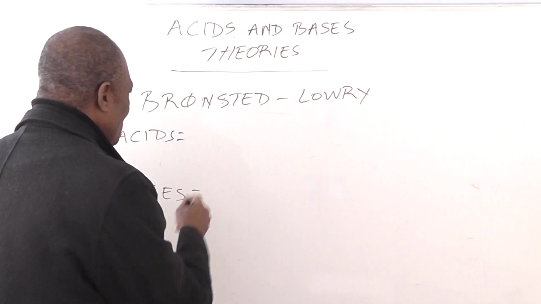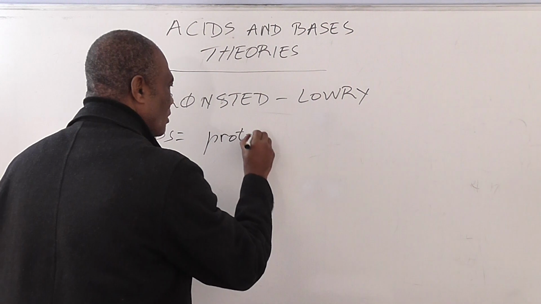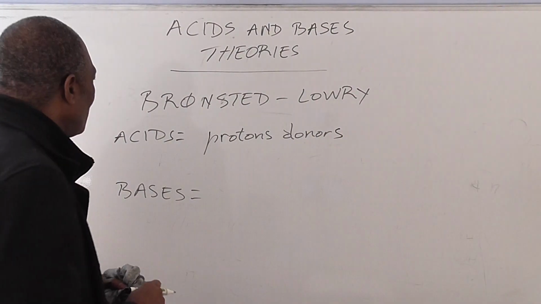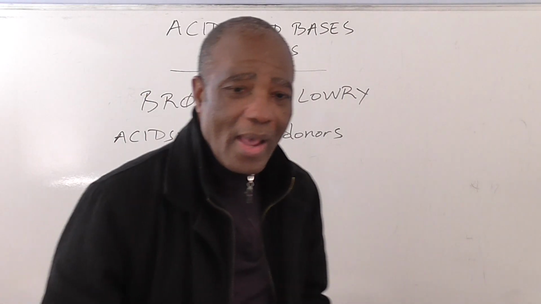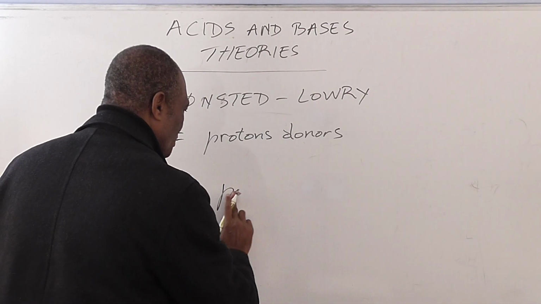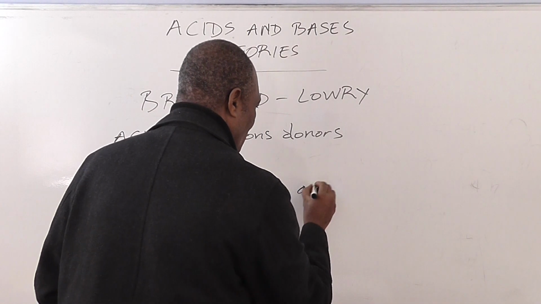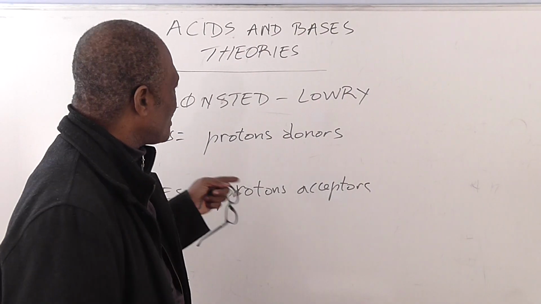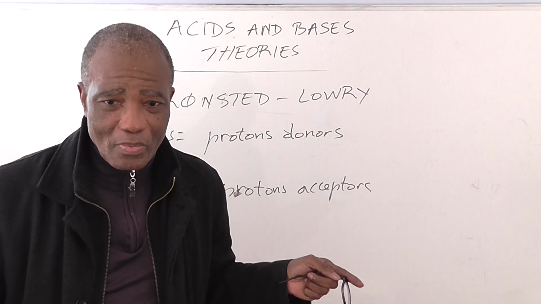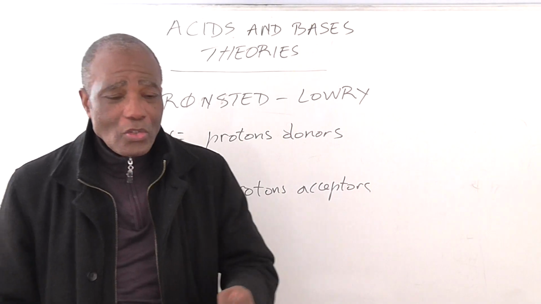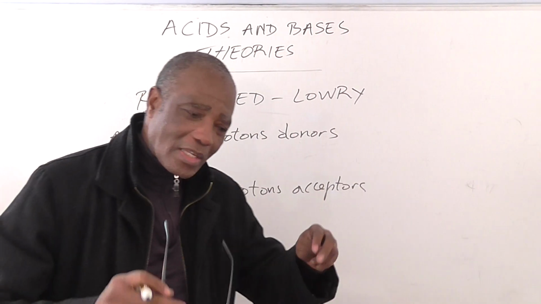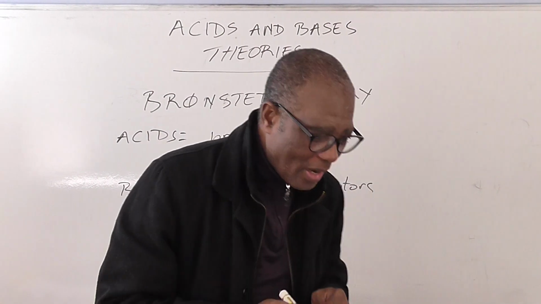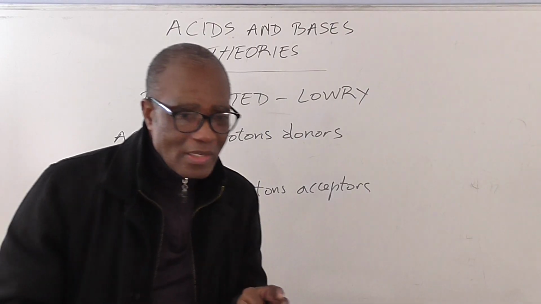So acids are proton donors. And bases are proton acceptors. For them, it is very simple: proton donor, proton acceptor. This is the definition for them. If we look properly at the definition of acid and base according to Arrhenius, there is something that is wrong.